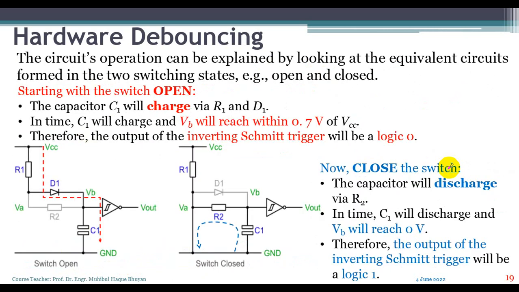The circuit operation can be explained by looking at the equivalent circuit formed in the two switching states, that is open and closed. Look at over here. Starting with the switch open. When the switch is open, what happens? The voltage VCC comes to the input of the symmetrical. The capacitor C1 will charge via R1 and D1. In time, C1 will charge and VB will reach within 0.7 volt of VCC.